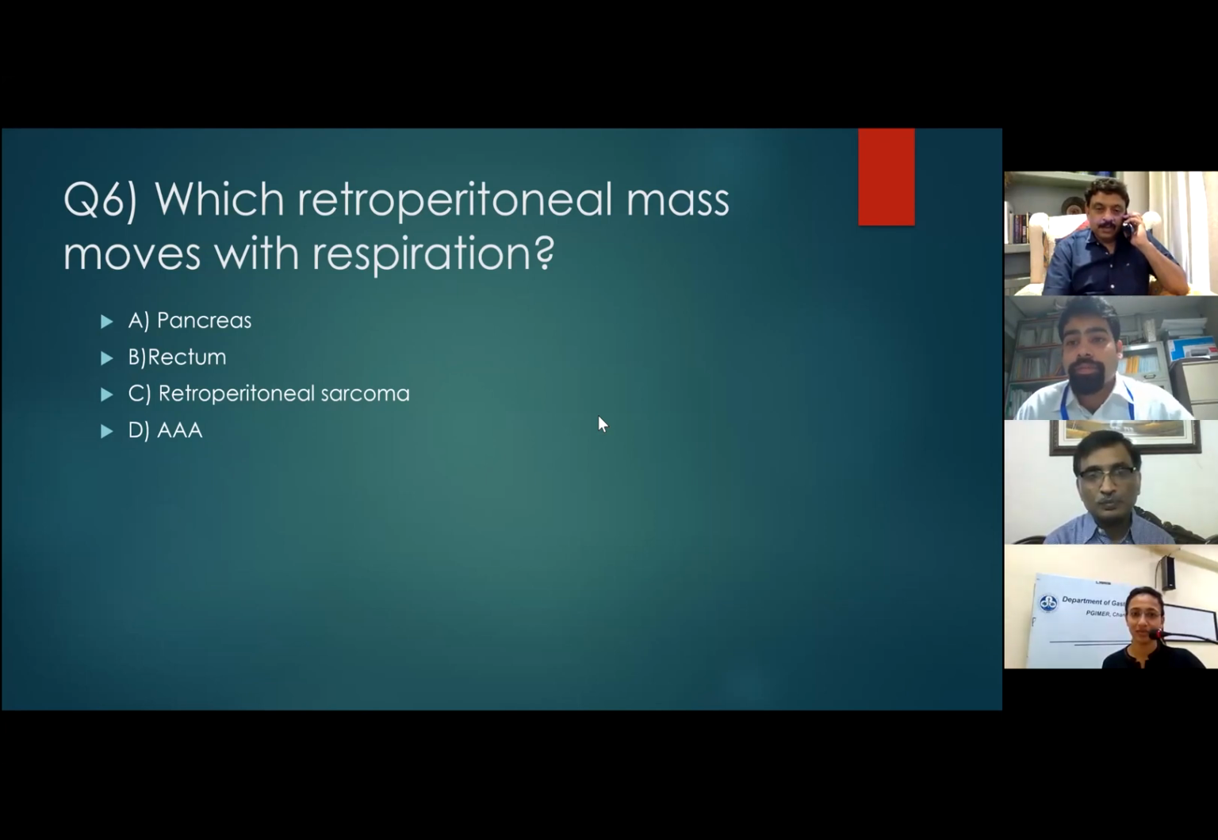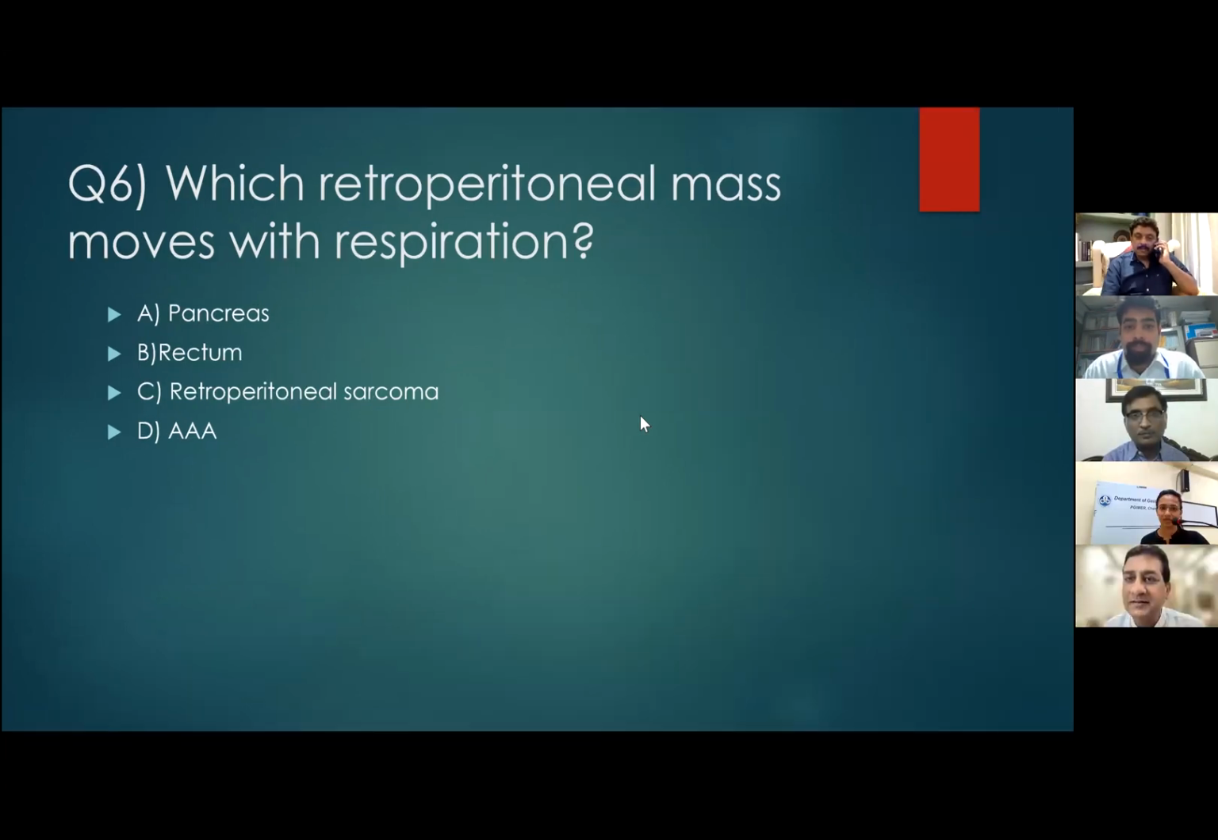So the poll is running. We'll share the results. Again, very interesting. What is AAA, Ansuman? Sir, abdominal aortic aneurysm. Okay.